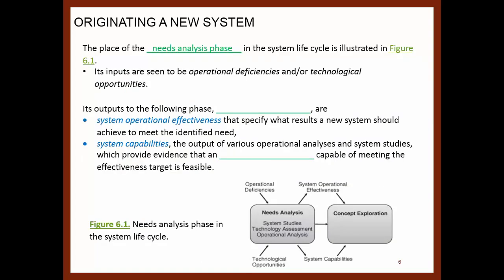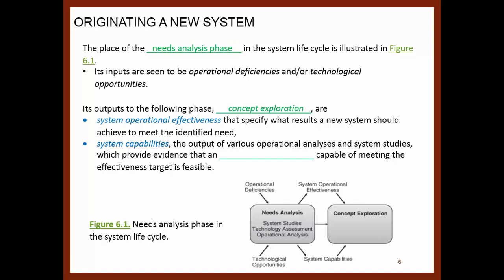The place of the needs analysis phase in the system life cycle, as illustrated in this figure 6.1 from your book. You have seen this before. The inputs are seen to be operational deficiencies or technological opportunities. So there's something that we can improve. It could be from the operational standpoint or from the technology standpoint. It outputs to the following phase, which is the concept exploration. There are the system operational effectiveness that specify what results a new system should achieve to meet the identified need. So how is this going to be better?